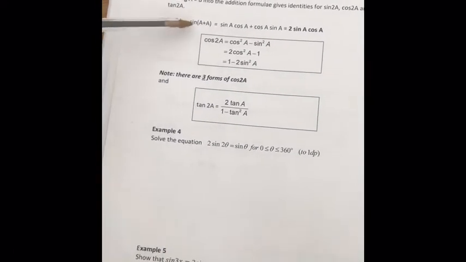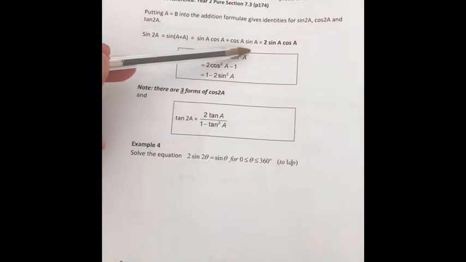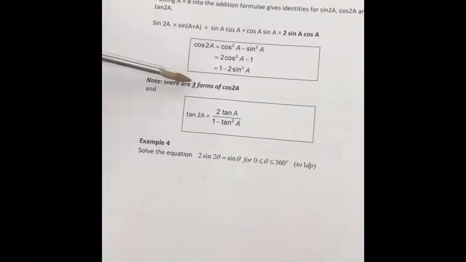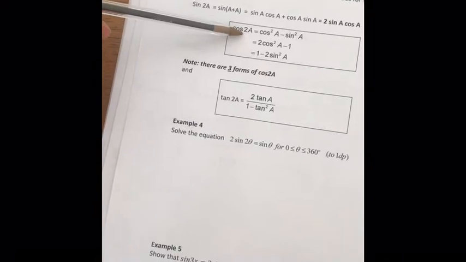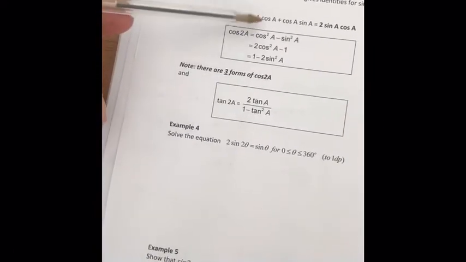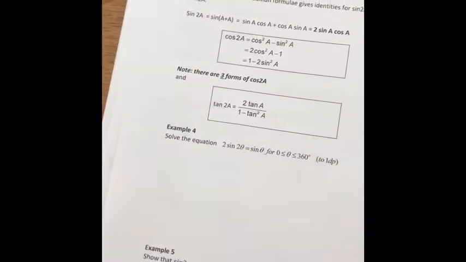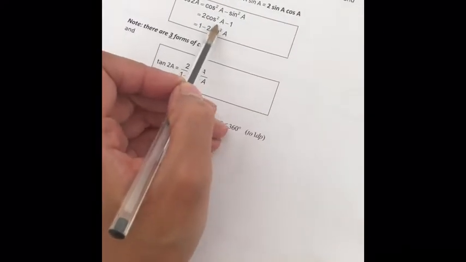Now sine 2A, sine of A plus A, is sine A cos A plus cos A sine A, which is 2 sine A cos A. Okay. If we did the same with cos of A plus A, so you'd get cos of 2A, you'd get cos squared minus sine squared, because that's cos A cos A minus sine A sine A. Now from here, if you've got that first identity, you can derive the other two.